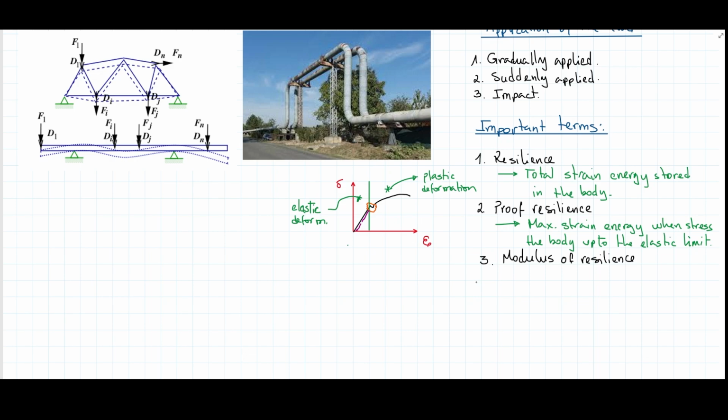And the basic definition of the modulus of resilience is given by a formula that says the modulus of resilience is the proof resilience, like this, divided by the volume of the body, where V in here is the volume of the body.